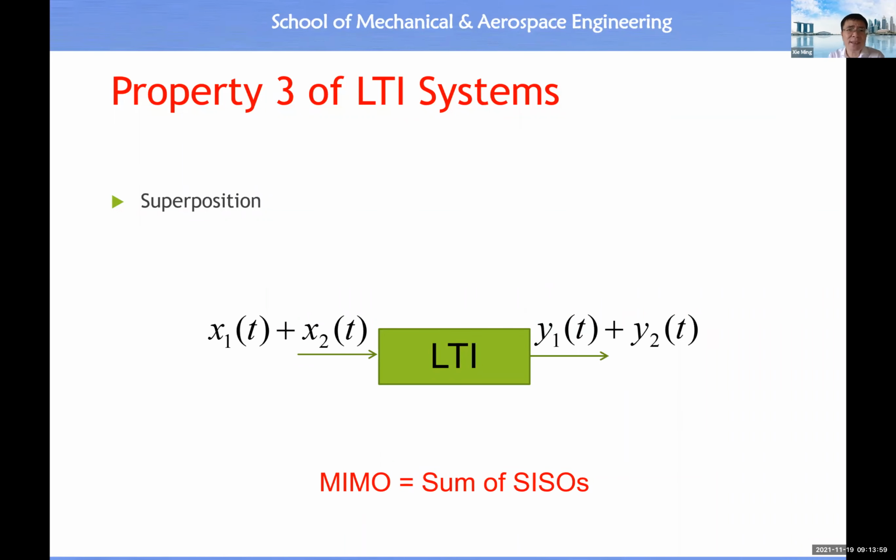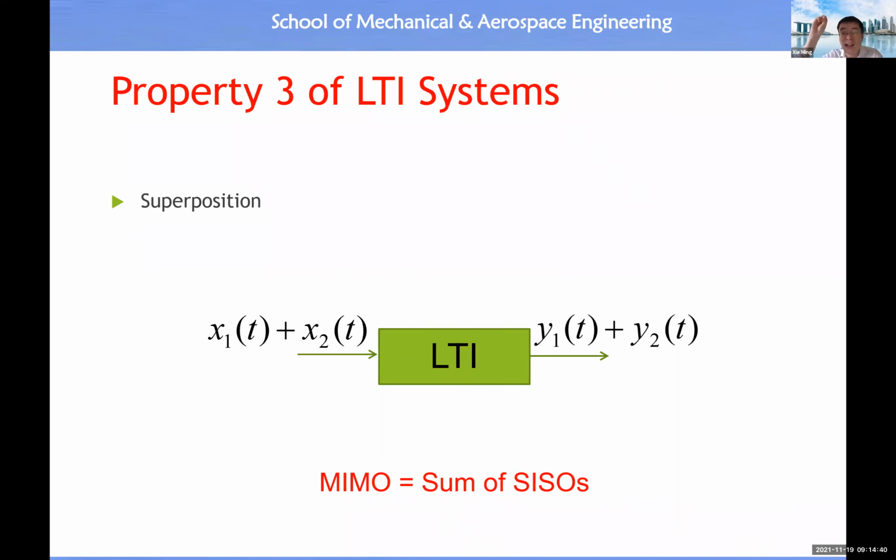The third one is very important. The third property of the LTI system is about superposition. It means if X1 produces Y1 and X2 produces Y2, then the final output is equal to Y1 plus Y2. This means we can treat a MIMO system, where MI means multiple input and MO means multiple output, as a sum of single input, single output systems. SI means single input, SO means single output. So this is a very useful property.